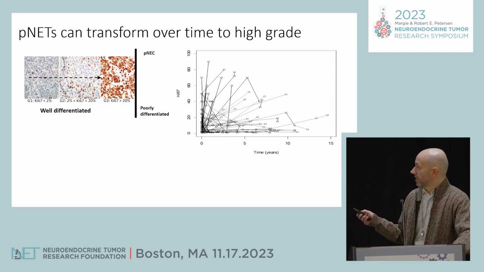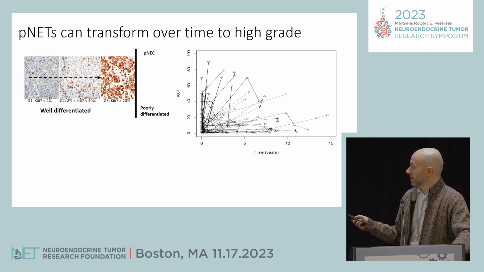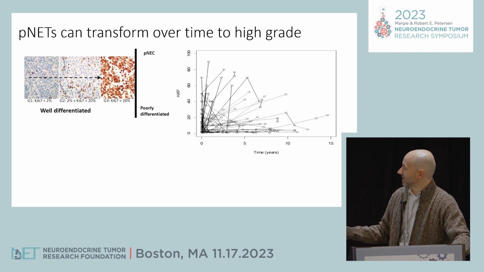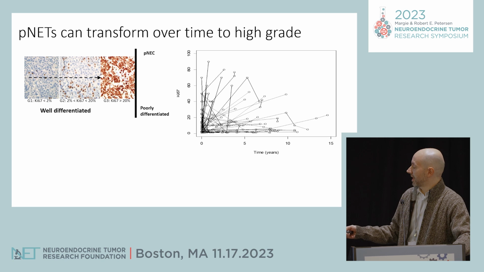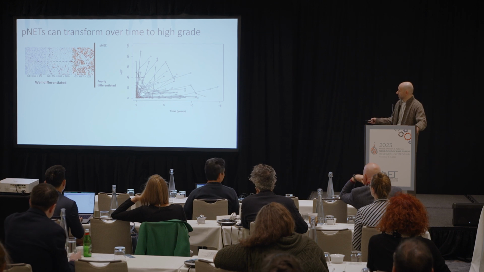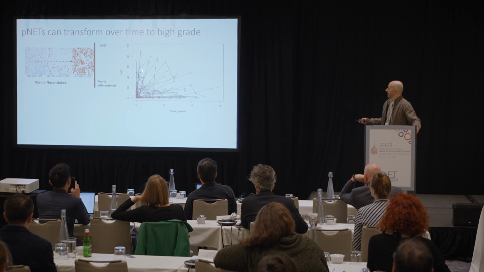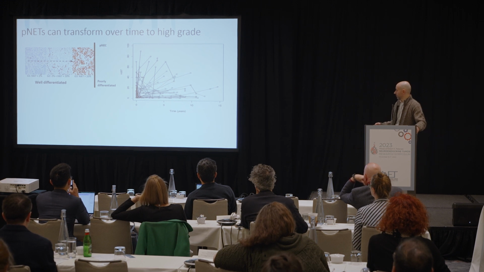What I'm showing you here, the y-axis is Ki67, and these are years. Each line is a patient, and each circle is a time point where we're sampling that patient. You see that some patients stay low grade for many years. Some patients slowly increase over time. There are some patients that spike up really quickly, and then some patients even decrease over time.